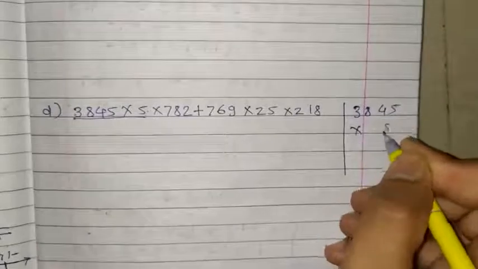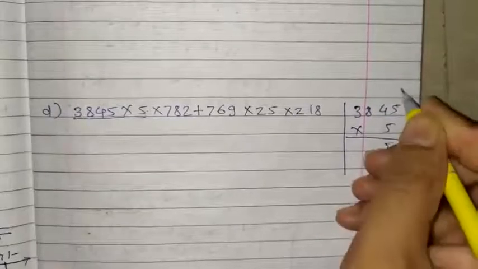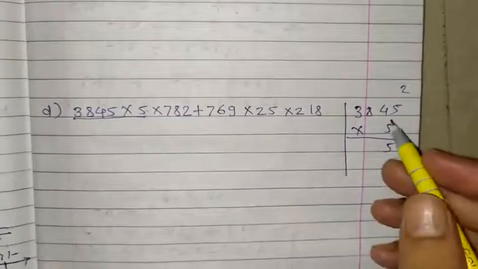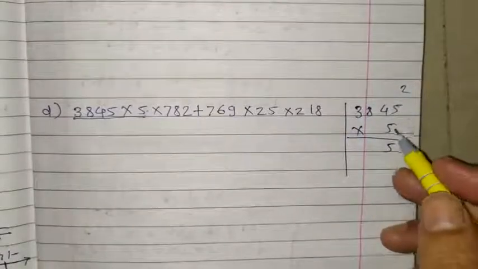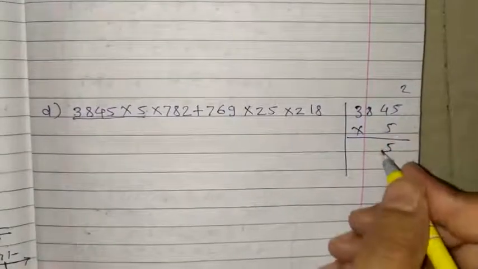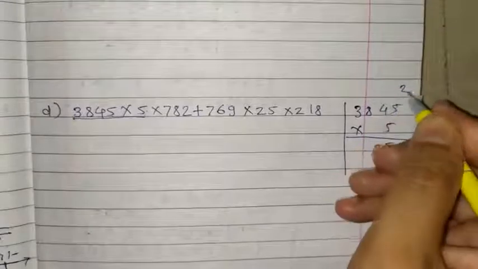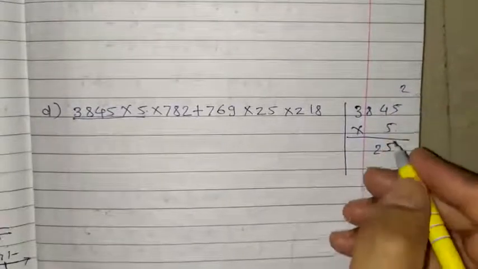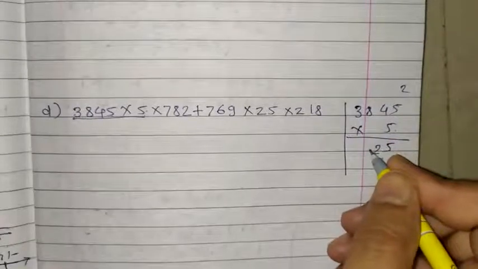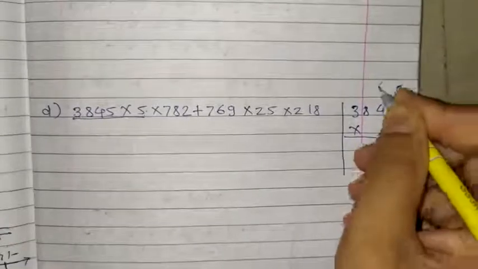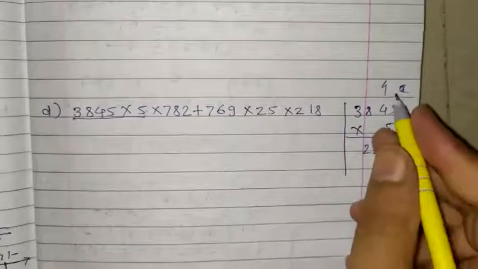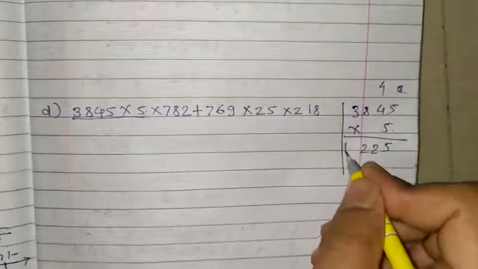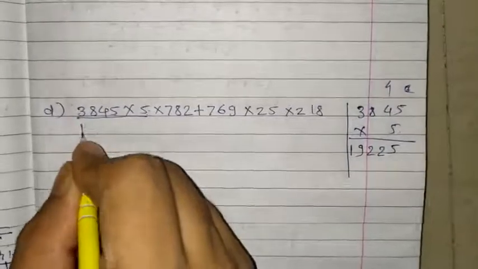3845 into 5. 5 into 5, 25, 2 carry. 5 into 4 is 20. Then 20 plus 2, 22. So here 2 carry. 5 into 8 is 40, and 2, 42. So here 4 carry. 5 into 3 is 15. 15 plus 4 is 19. So here our answer is this one.